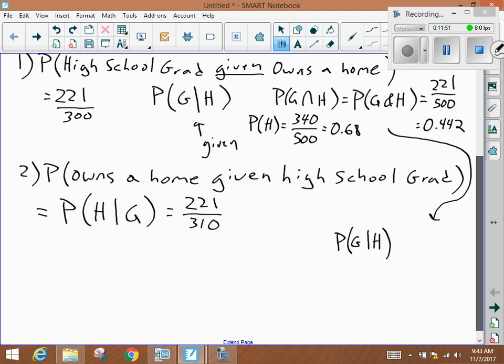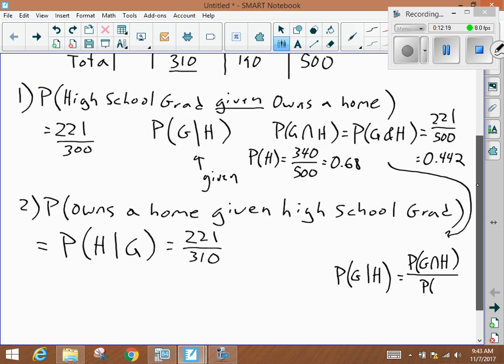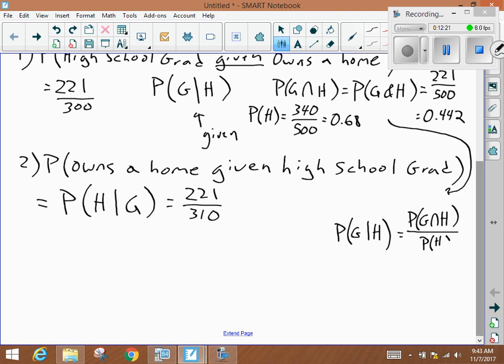So, the probability of G and H, or G intersect H, and I'm going to write that probability of G intersect H over the probability of H. This is one I constantly wind up looking at the formula for, because order matters. Okay. All right, so now we can plug those things in.